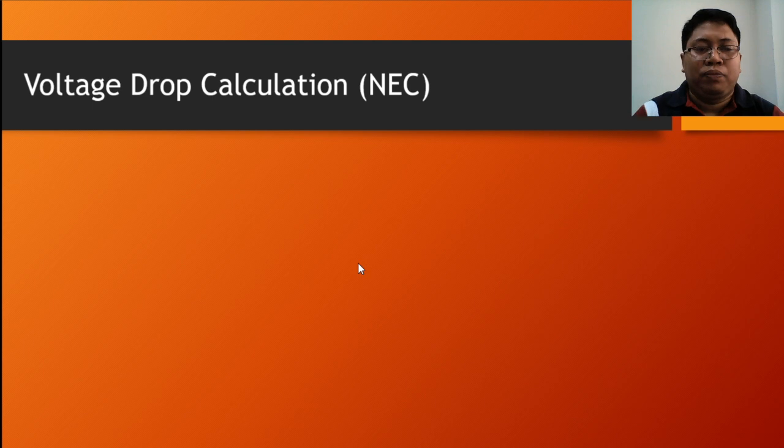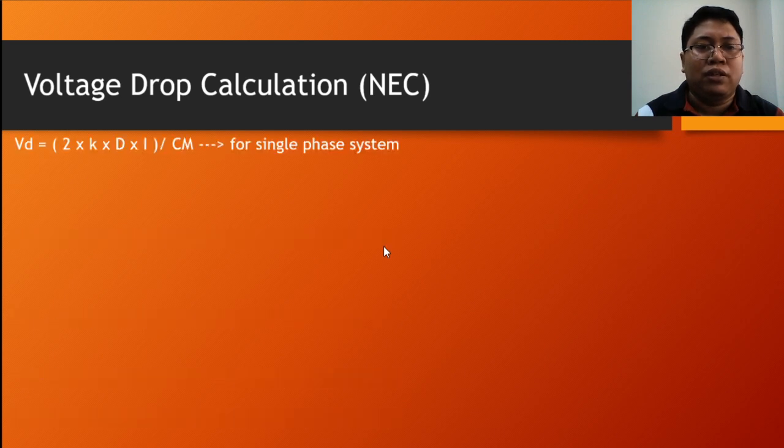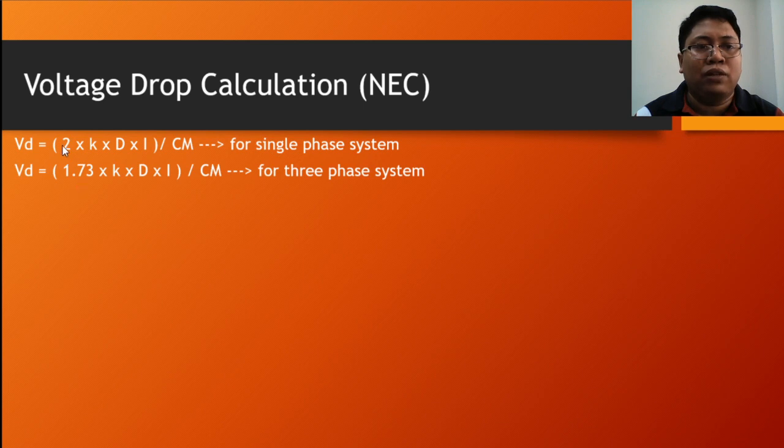Next. Punta naman tayo sa calculation ng voltage drop using NEC. Yung approach ng NEC natin. Ito yung formula for a single phase system and then for the three-phase system. Mapapansin nyo na ang value ng nito for single phase is 2 and then for the three-phase is 1.73. Same din naman dun sa value natin ng Philippine Electrical Code. Dito lang, iba lang yung value ng K niya. Meron pa ring distance, meron pa ring current, and then nadagdagan ng circular mills.